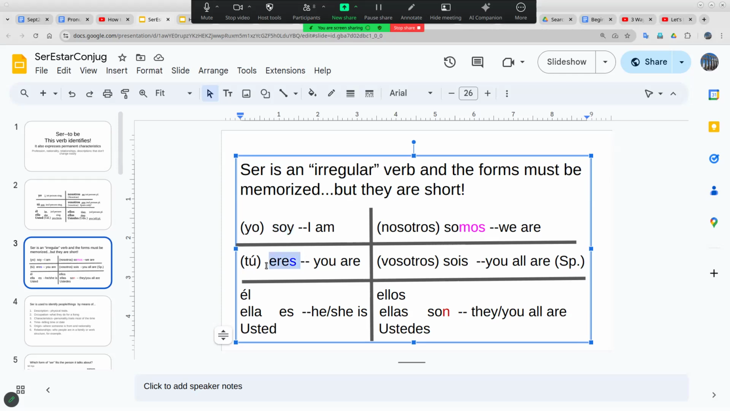Okay. The form of ser for tú, to say you are, is eres. Eres. It's got a little single R flap. Eres. And notice it has an S at the end. Verbs, action words that have an S at the end, mean they're talking to you all the time.